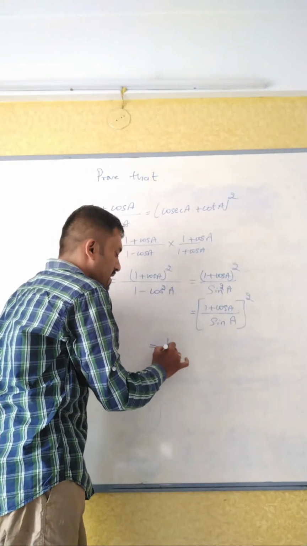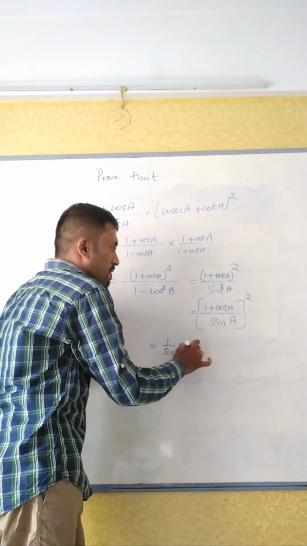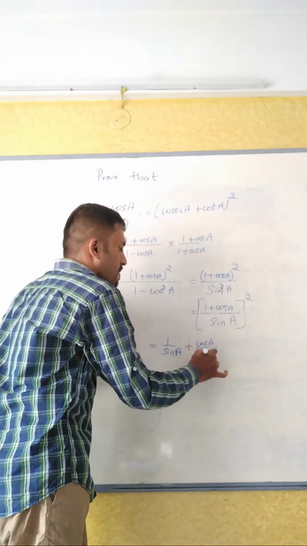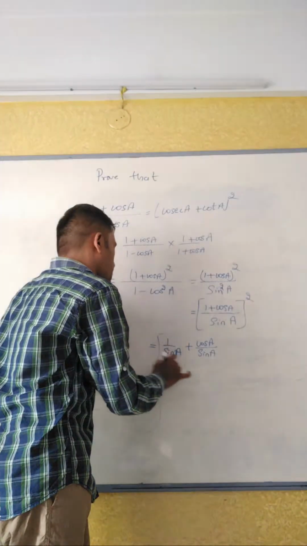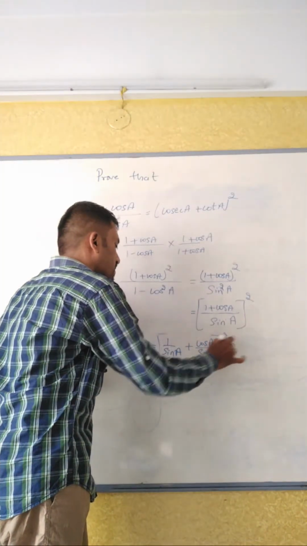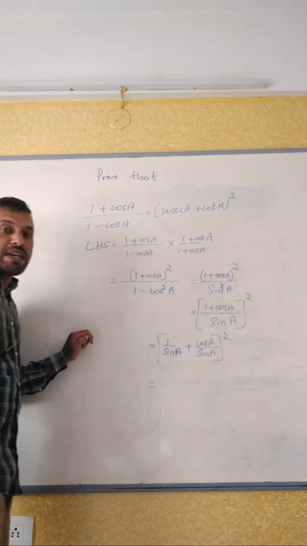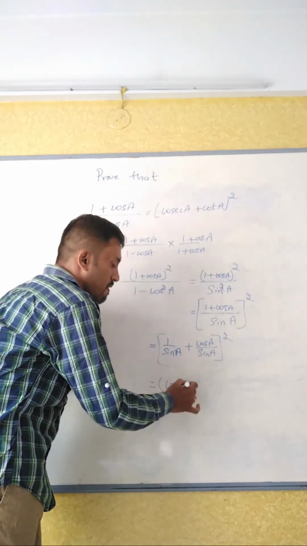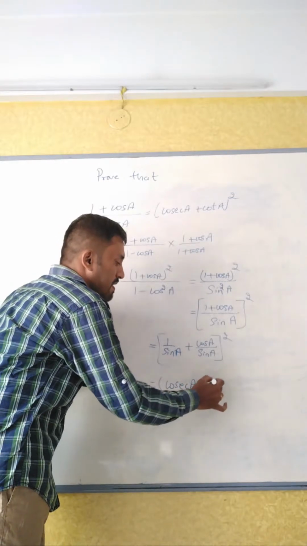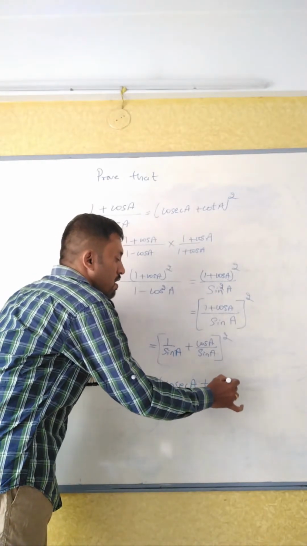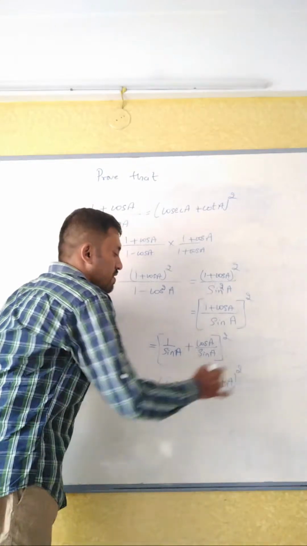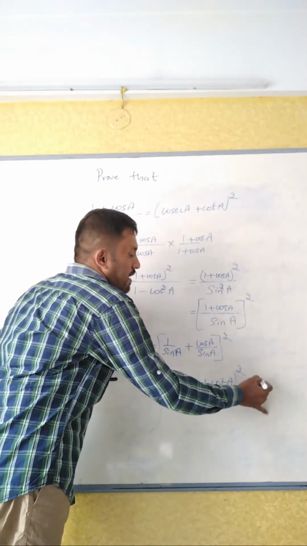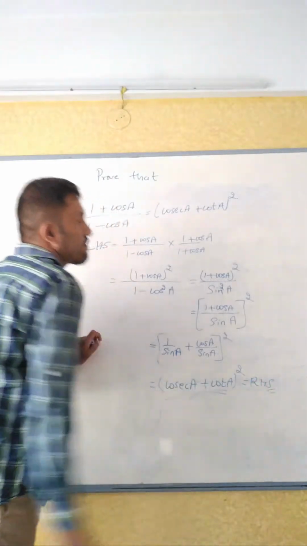1 by sin A plus cos A by sin A, the whole square. 1 by sin A is, we know, cosecant A, and cos A by sin A is cot A, whole square. We got the required right hand side, hence proved.